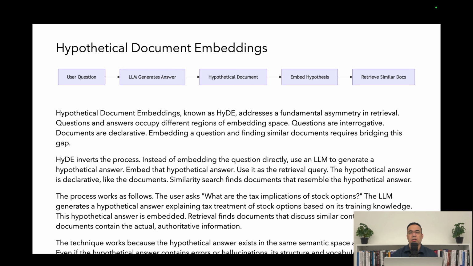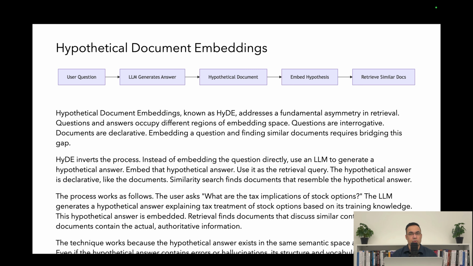Here's how it works. The user asks a question like, for example, what are the tax implications of stock options? The LLM generates a hypothetical answer explaining tax treatment based on its training knowledge. The hypothetical answer is then embedded. Retrieval finds documents that discuss similar content. Those documents contain the actual authoritative information. The technique works because the hypothetical answer exists in the same semantic space as the real documents. Even if the hypothetical answer contains errors, its structure and vocabulary align with how real documents discuss the topic.